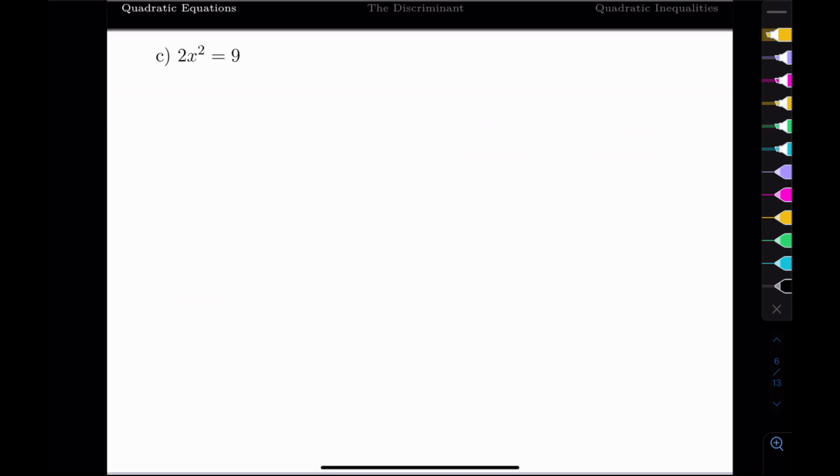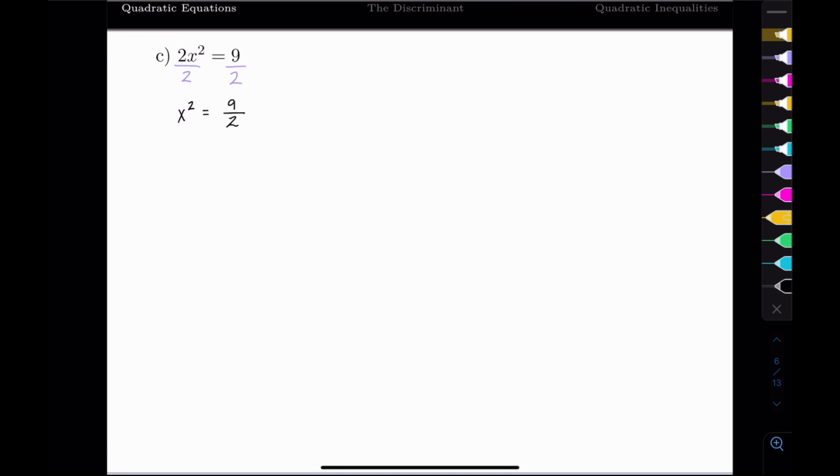Okay. This next one is going to be the one example where I don't need to move everything to one side. If you notice, we have an x squared term, and we don't have any x's. So in this case, we're going to get the x squared on its own. We're going to divide both sides by 2. So this leaves us with x squared equals 9/2.